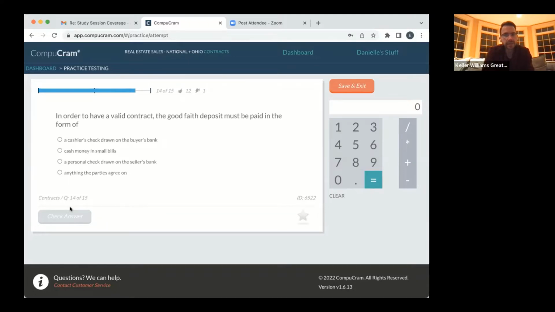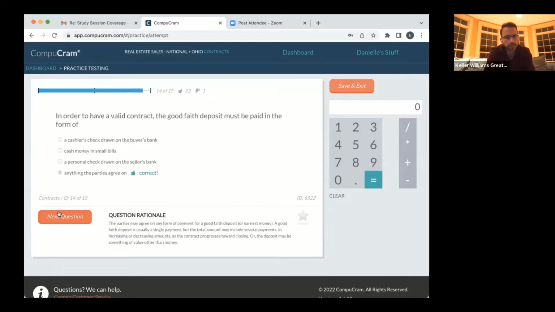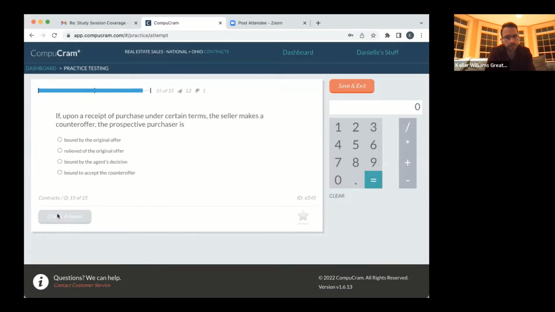Next one, in order to have a valid contract, the good faith deposit must be paid in the form of A, a cashier's check drawn from a buyer's bank, B, cash money in small bills, C, a personal check drawn from the seller's bank, or D, anything the parties agree on. A or D, you could make that argument, Tracy. I wouldn't disagree with that.